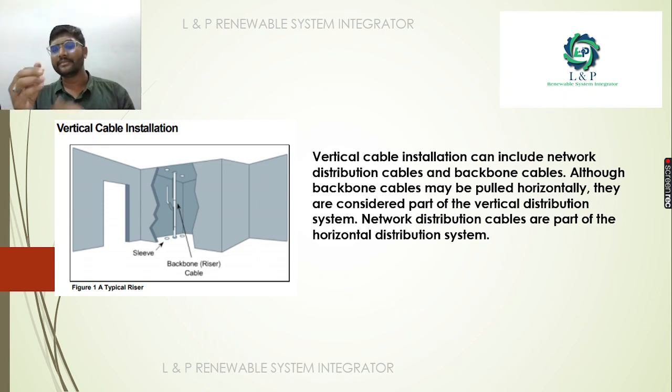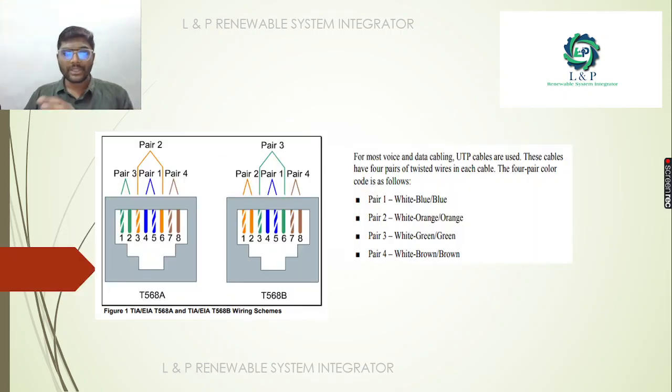As I told earlier, we also install cables vertically, especially the network distribution cables, and the backbone cables we might install vertically only. Although the backbone cables may be pulled horizontally, they are also considered a part of the vertical distribution system. So this is the color code that you need to follow.